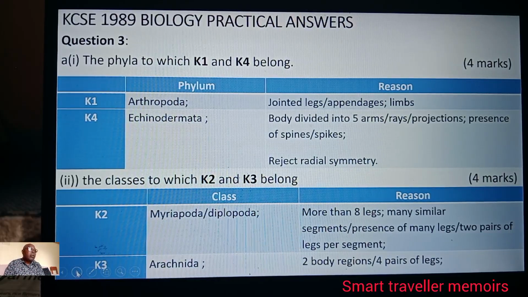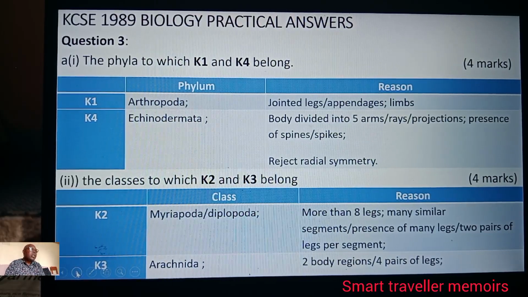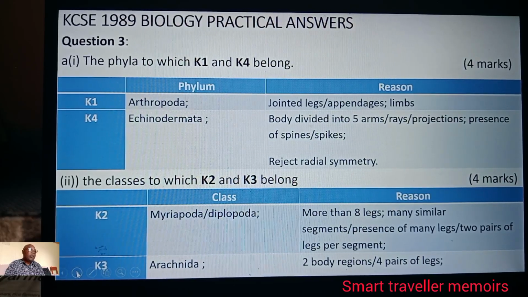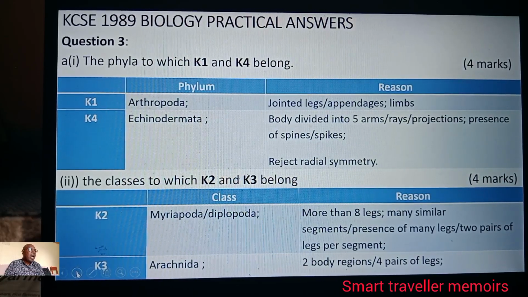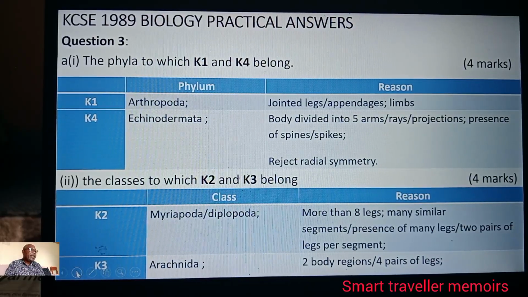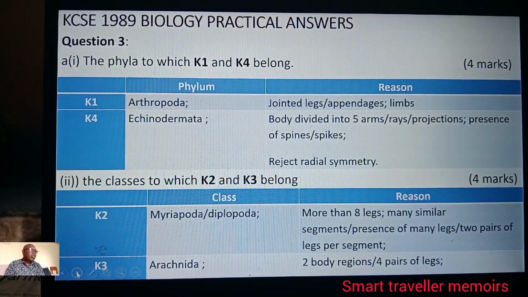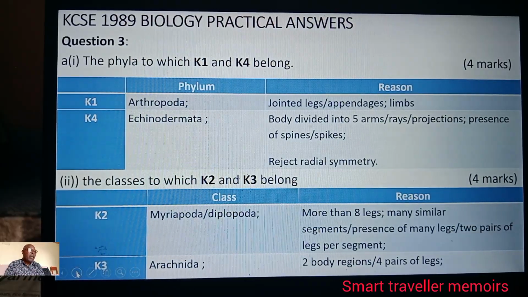And in A Roman 1, the phyla to which K1 and K4 belong. K1 belongs to the phylum Arthropoda. Reason, it has jointed legs or jointed appendages. You can also see jointed ribs.